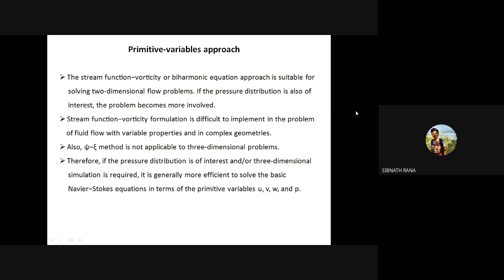Sir, from the stream function vorticity equation, we cannot directly find the pressure distribution. Another very important point is there. Already I have discussed it in the class. I think it is there in the class notes.